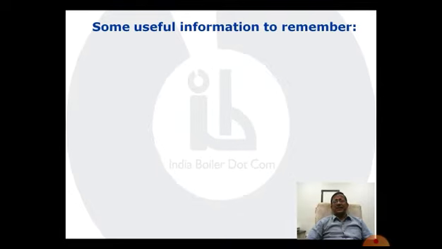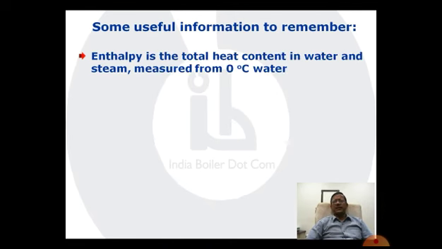First of them is the enthalpy. Now, what is enthalpy? Enthalpy is the total heat content. We all know that enthalpy is the total heat content. Now, when we talk about enthalpy of water and steam, it is the total heat content, but measured from 0 degrees centigrade. That means the enthalpy measurement starts at 0 degrees centigrade water. Therefore, 0 degrees centigrade water enthalpy is 0.